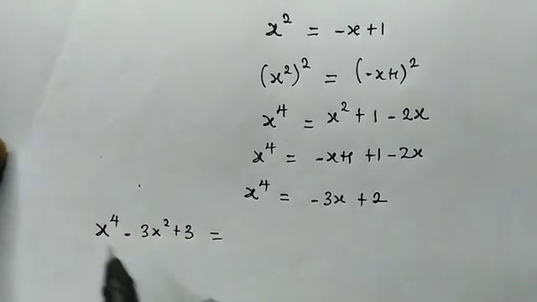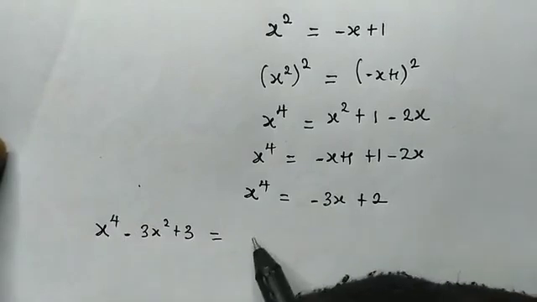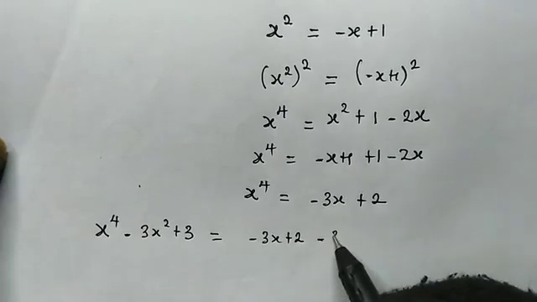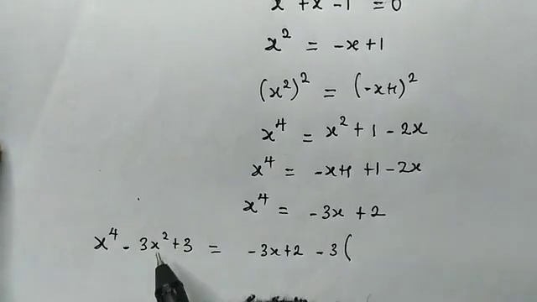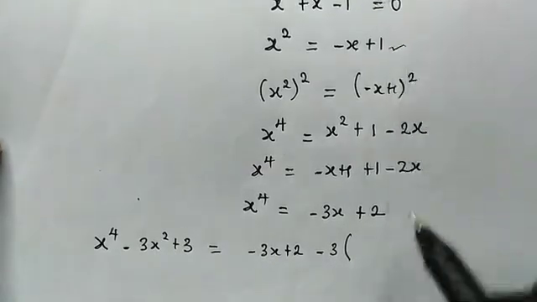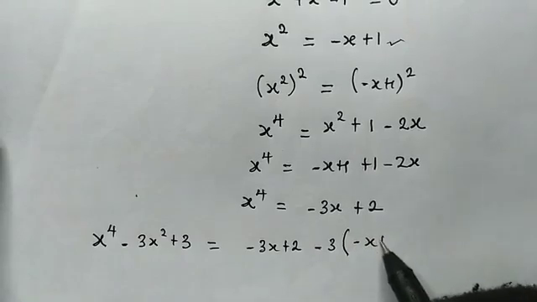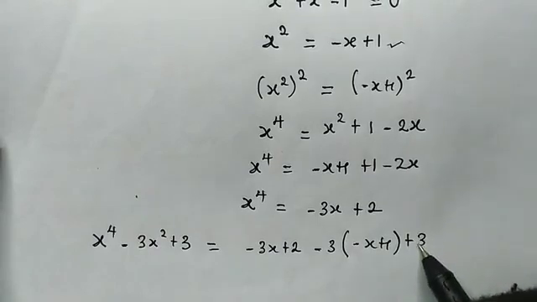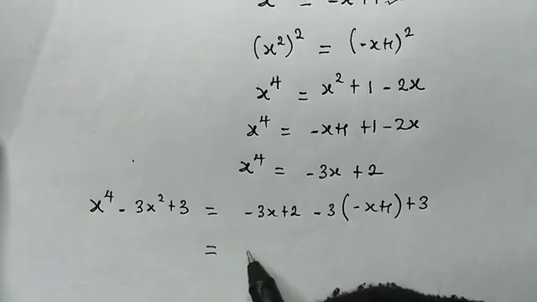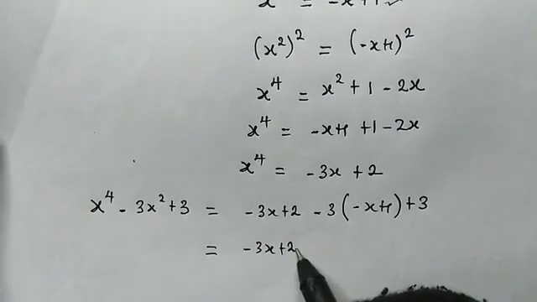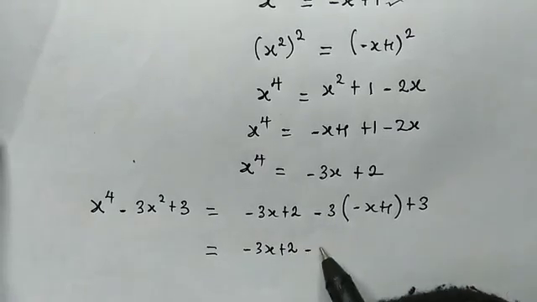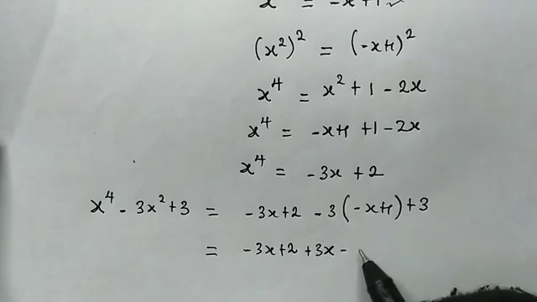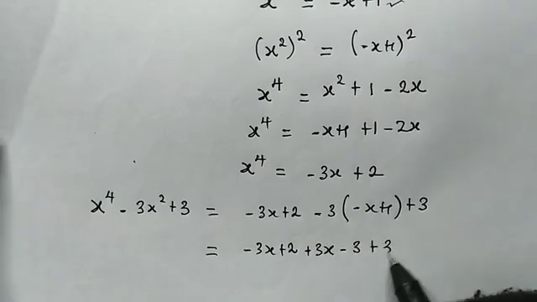So this will be equal to, remember x to the power of 4 is this, so we have negative 3x plus 2. Then we have minus 3 into bracket x squared. This is the value here in terms of x. That is negative x plus 1, right? Then remember we have plus 3. So from here, we have negative 3x plus 2 minus 3 times minus x will give us positive 3x. Then we have minus 3 times positive 1 is negative 3, then plus 3.